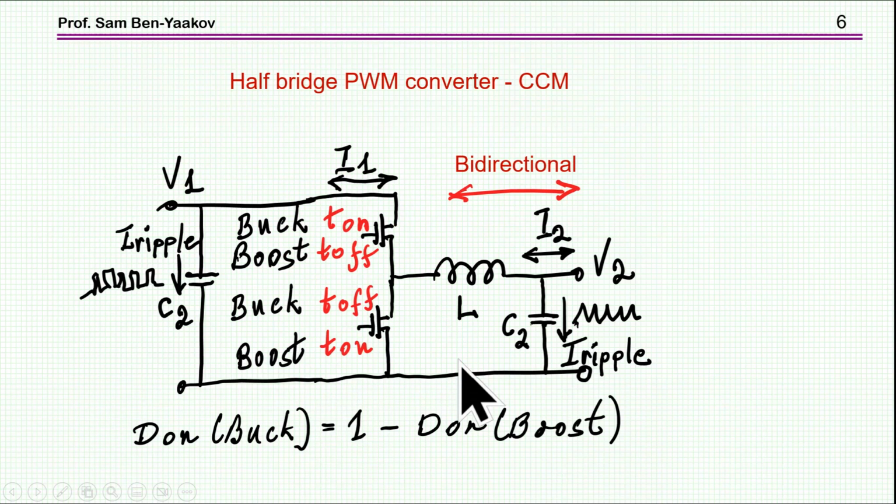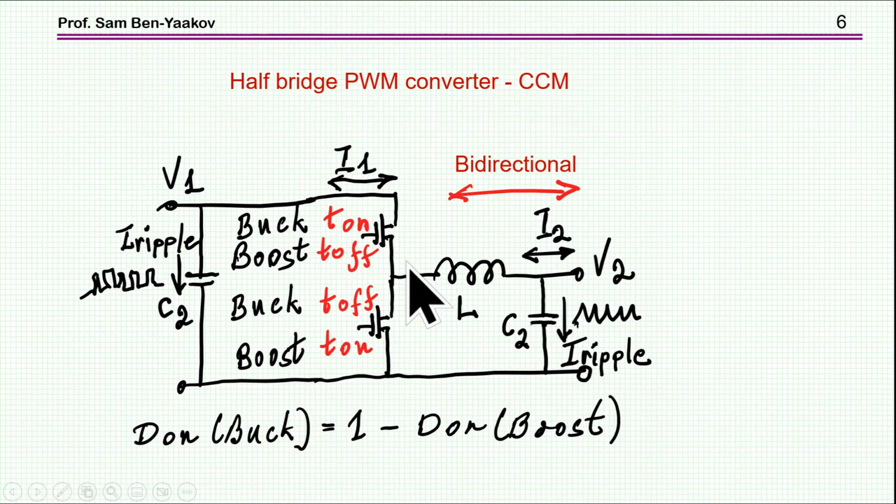So let me start off with this basic cell or module, you might say, of a half bridge. Now we can look at it as a buck. Here's the input and here's the output, or as a boost. Here's the input and here's the output. Waveforms should be probably the same, and they are the same.